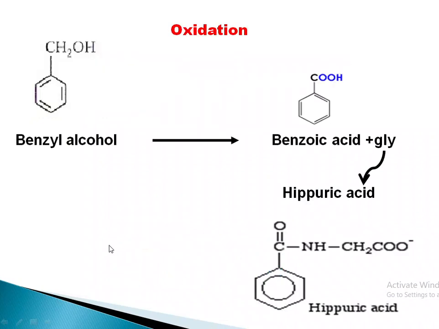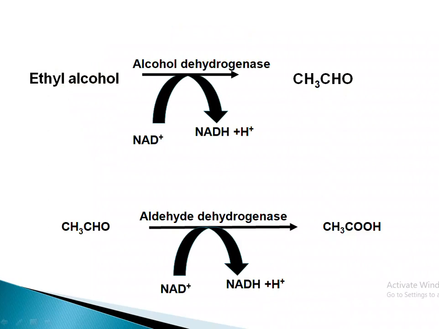A large number of foreign substances are destroyed in the body by oxidation, such as benzyl alcohol, which is converted into benzoic acid by oxidation, which is then conjugated with glycine and converted into hippuric acid, which is excreted from the body. The oxidation and detoxification of alcohol is also an important function of the liver. Two enzymes are involved in the process: alcohol dehydrogenase is an NAD linked enzyme which is located in the cytosol, whereas aldehyde dehydrogenase, which is also an NAD linked enzyme, is located in the mitochondria.